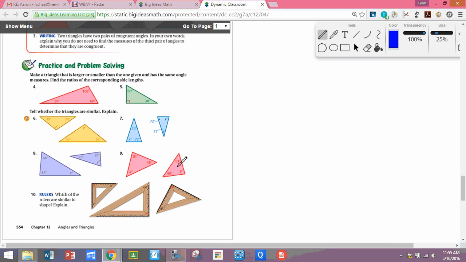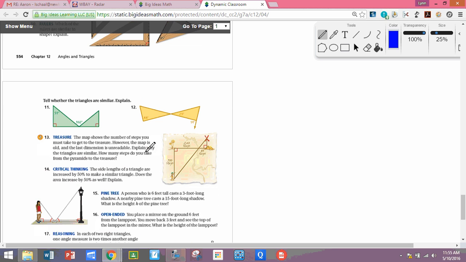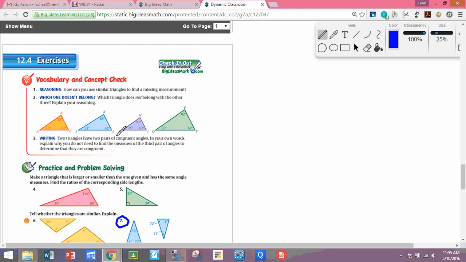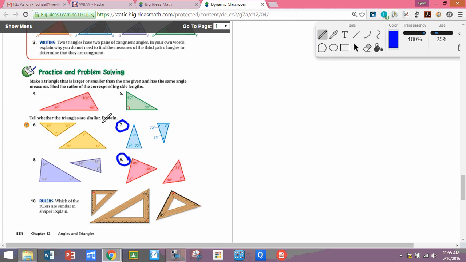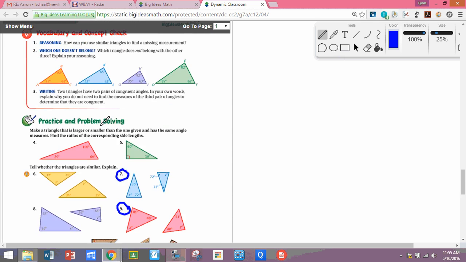So what I would like you to do is numbers. I don't know where my lesson plans are to put it down, but we're just going to do it on the fly. You're going to do 7, 9, and 11. 7, 9, and 11 for tomorrow. Okay? 7, 9, and 11 on pages 554 and 555. Okay?